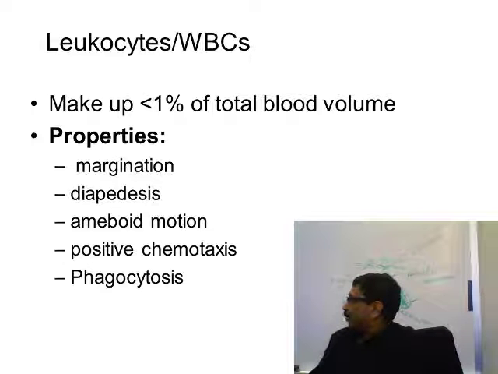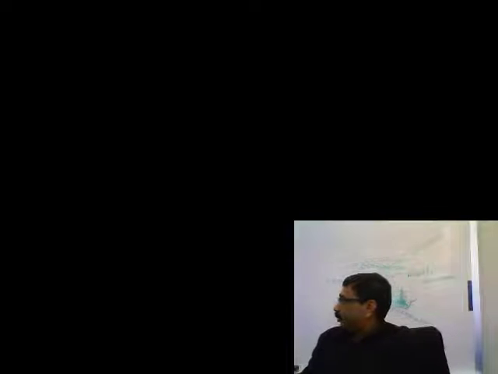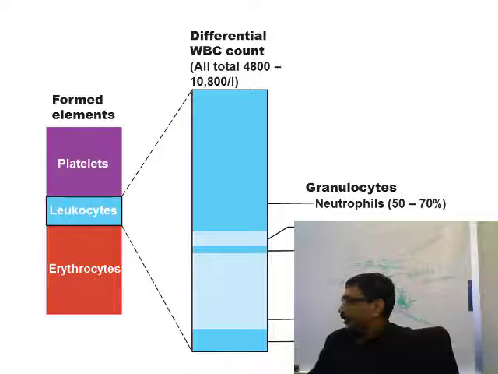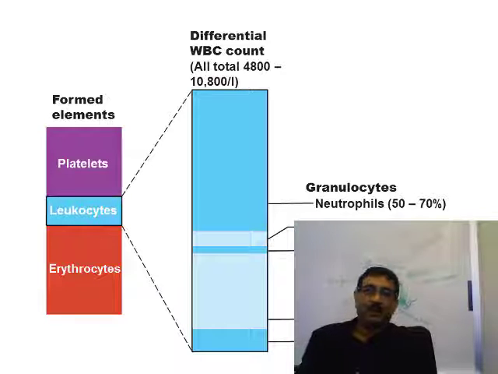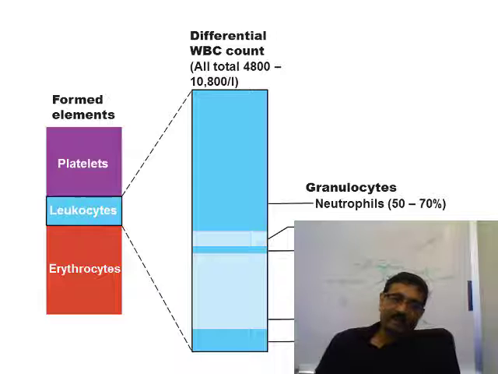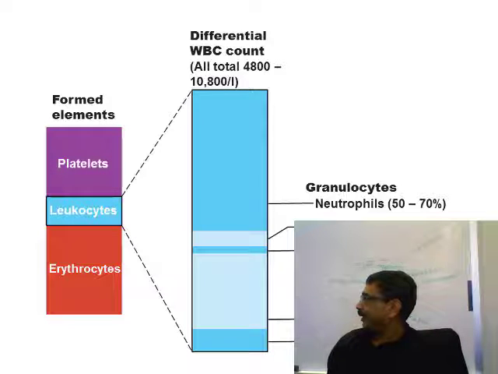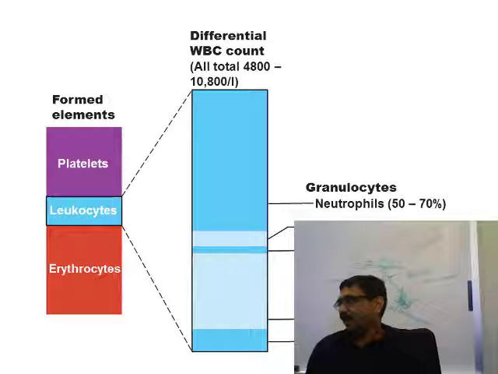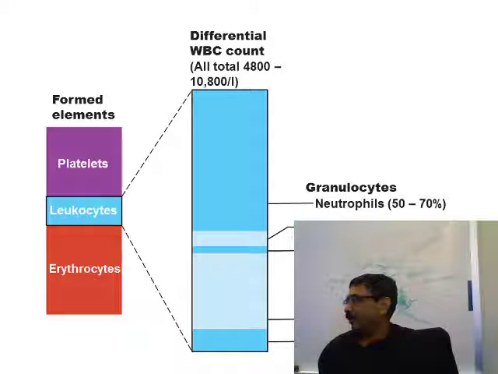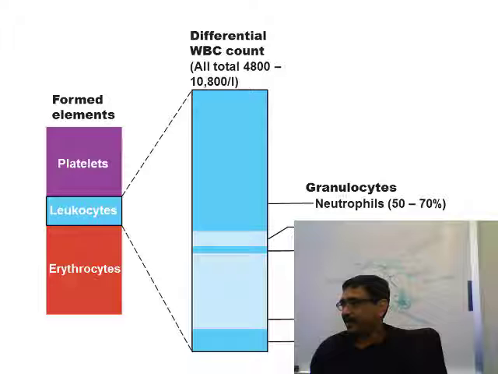You see here they have mentioned the count is 4,800 to 11,800. Just know that 4 to 11, we don't need the fraction. Now, there are 5 different types of white blood cells, and we divide the white blood cells into 2 types, granulocytes and agranulocytes. Which ones have granules? Granulocytes. Cytes are cells, and they have granules.